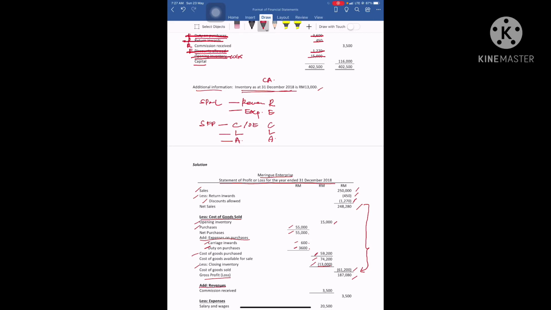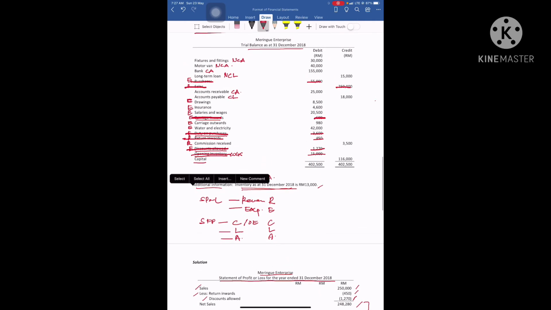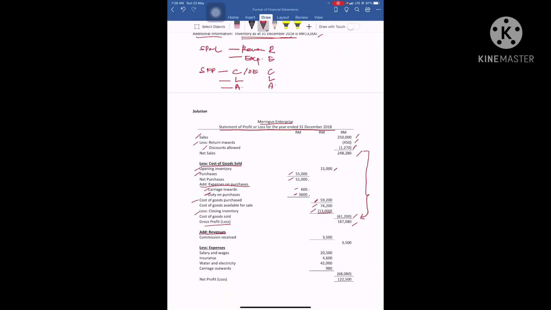So after we get our gross profit, we have to add our revenue. So our revenues here are actually other revenues that we receive other than our normal trading. So for example, if we have commission receive, rental receive, whatever we receive falls under revenue. Now we look back at our trial balance. So what else do we have here? All right, if we just go through, nothing much that we receive here. Other revenues is only commission receive of 3,500.